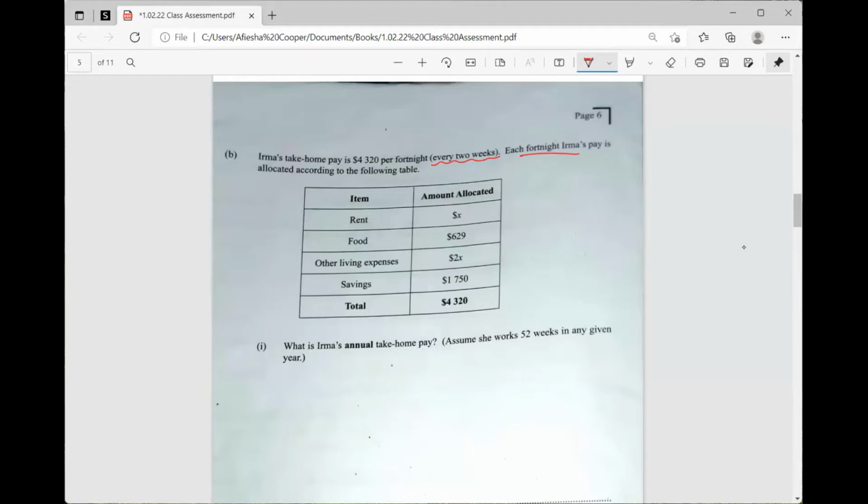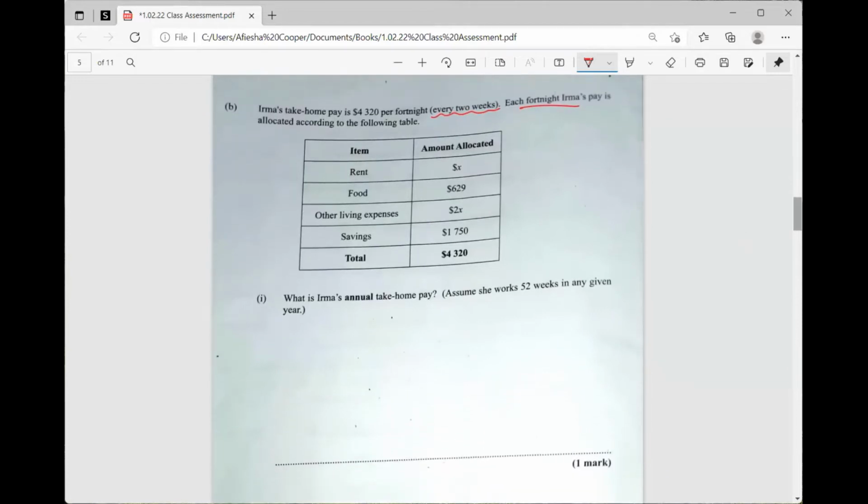I hope you all have budgets, right? So her rent is X amount of money. So they include some algebra now. So we can't just think about money, but we have to think about algebra. Her food is $6.29. Her other living expenses is 2x. So whatever x is, her living expenses is 2 times that, right? Her savings is $1,750. So she's a very strategic person. She saves a lot of money, right?